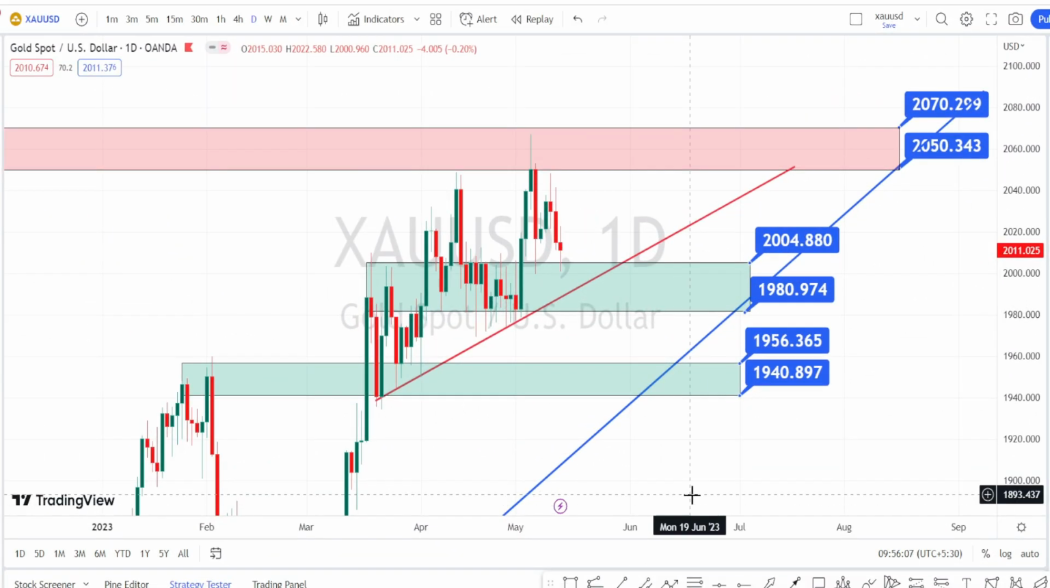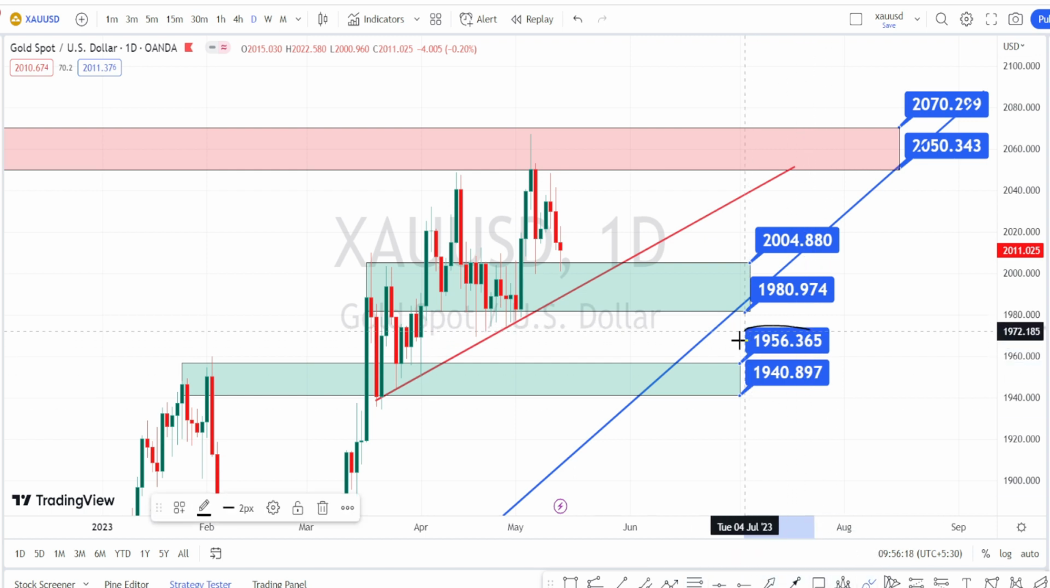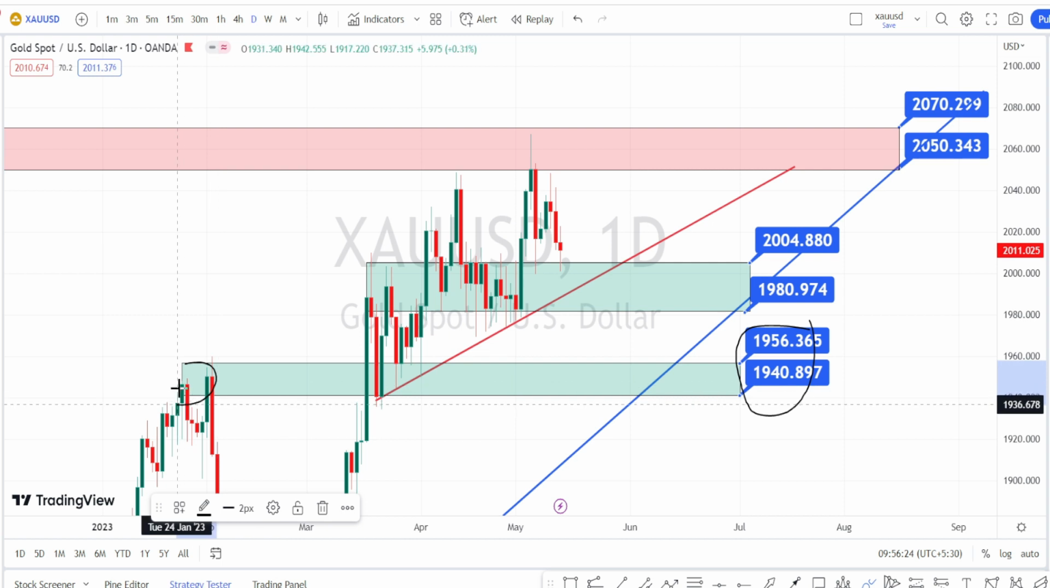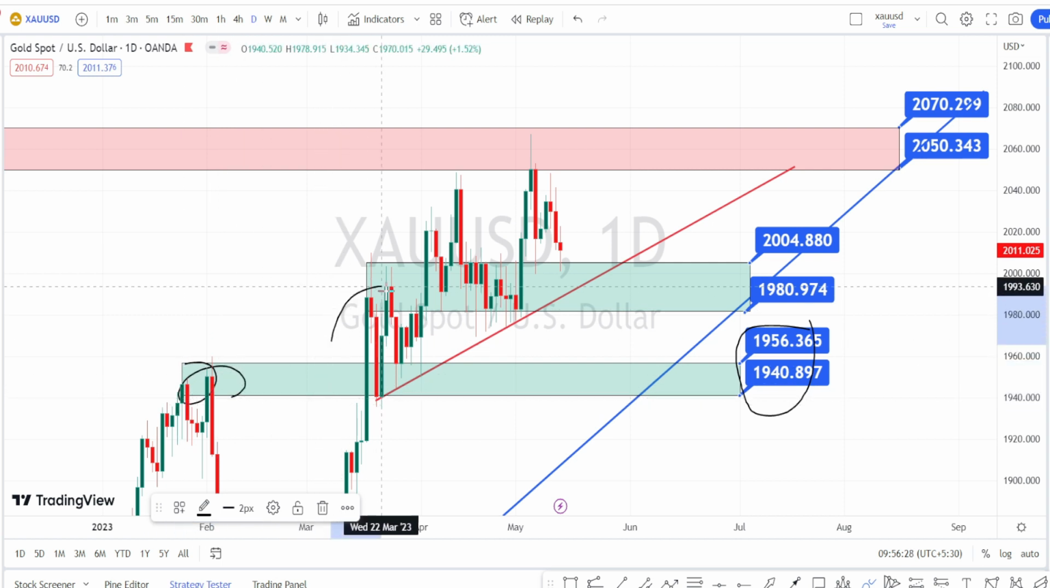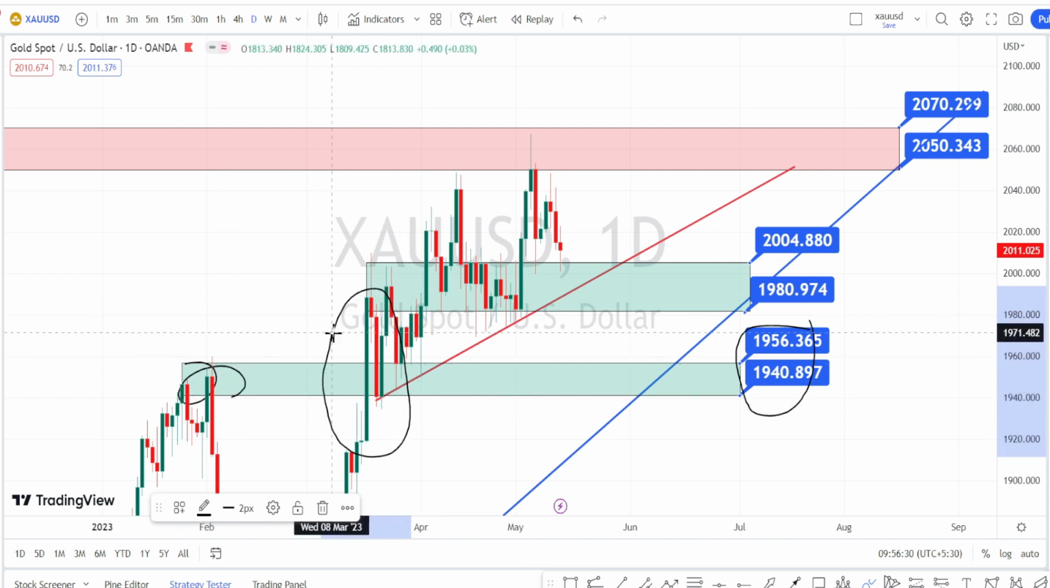So I am in daily time frame now, and when we look at the current price action in daily time frame, previously this zone between 1956 to 1940 was acting as a very strong resistance level, and the price action has clearly breached this resistance level with a very strong bullish candle.